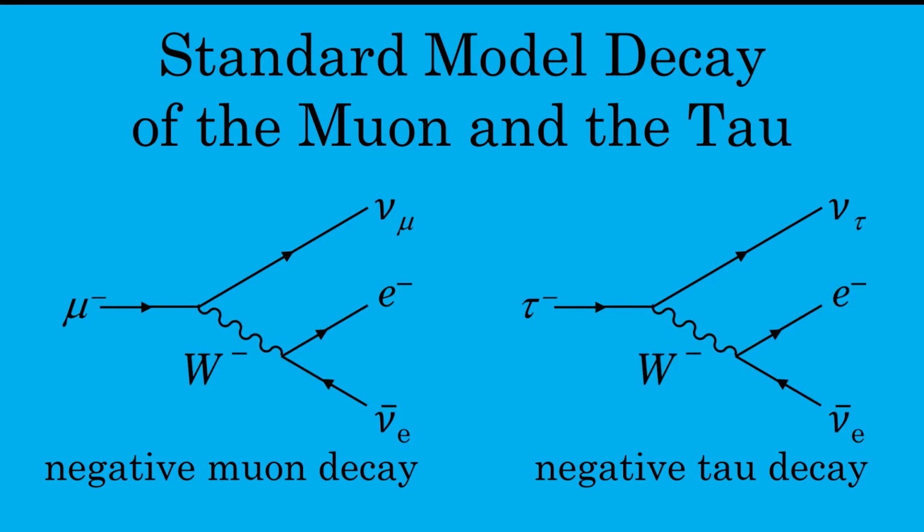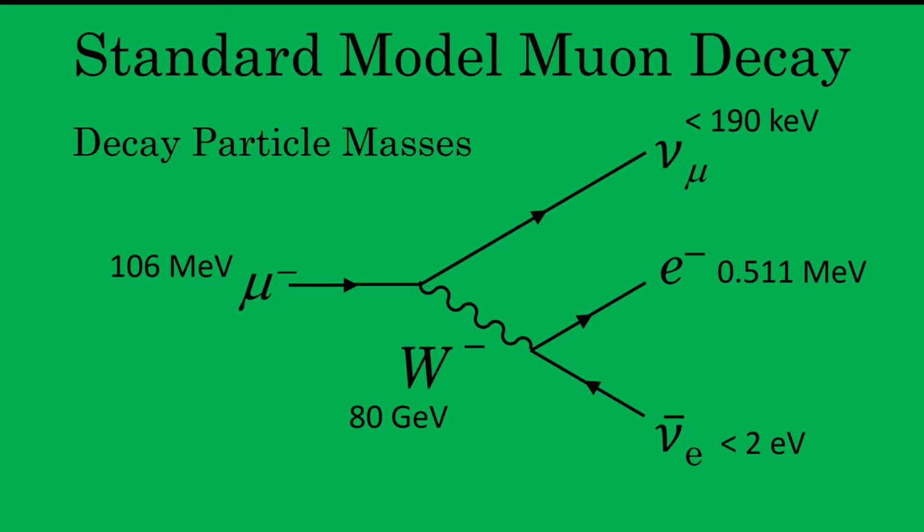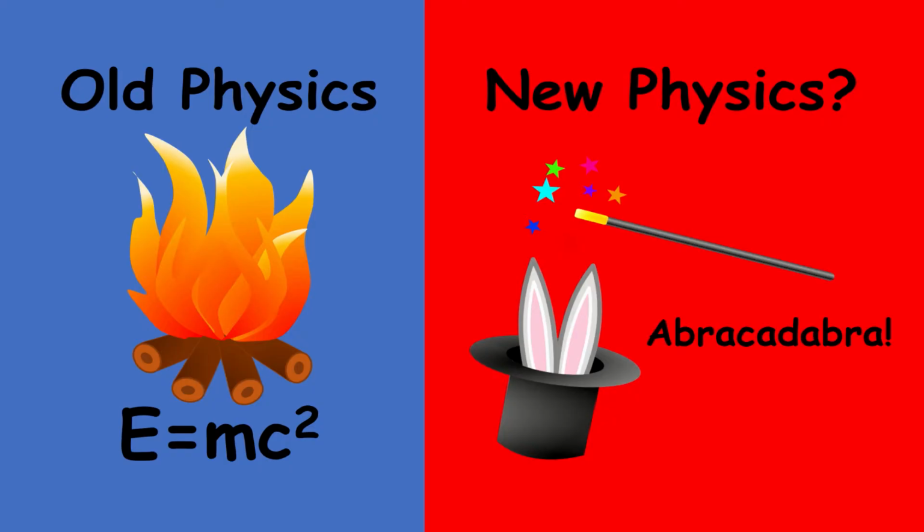The problem with this is that the muon, for example, that has a mass of about 106 MeV, somehow transitions into a muon neutrino with a mass of less than 190 keV and an 80 GeV W boson. Then, the 80 GeV W boson decays into an electron with a mass of about half an MeV and an electron antineutrino thought to have a mass of no more than 2 eV. So much for conservation of energy. Welcome to the world of magic.